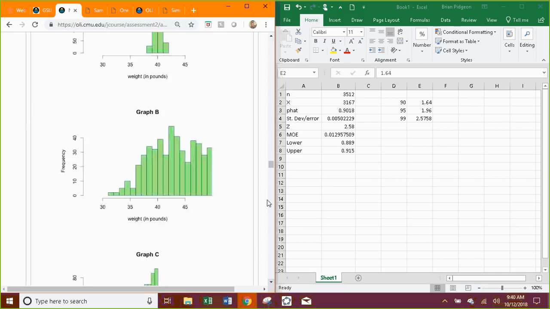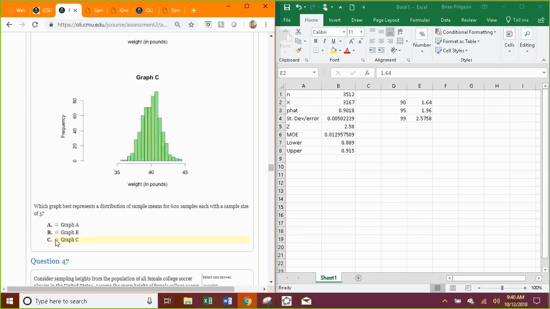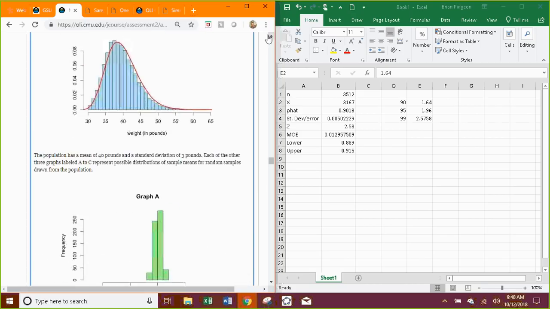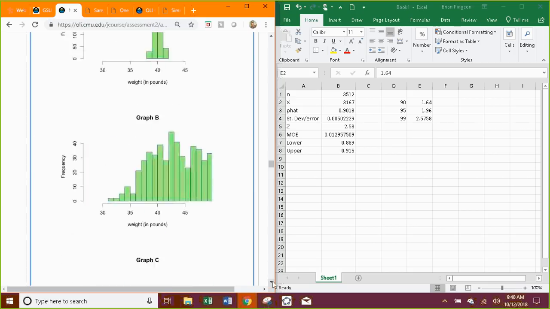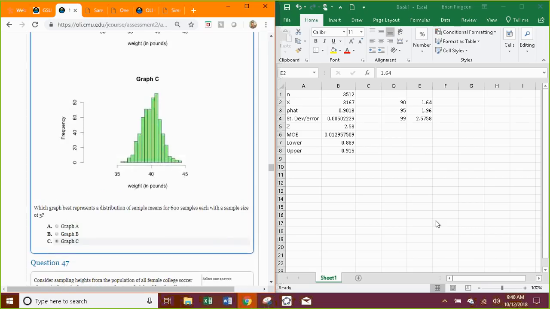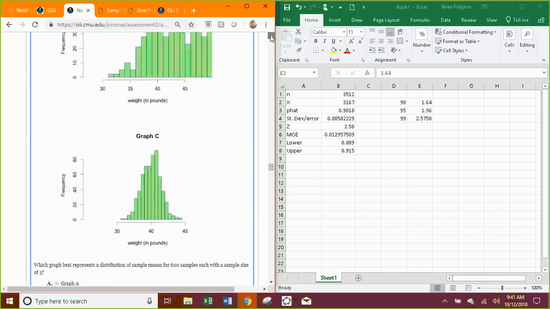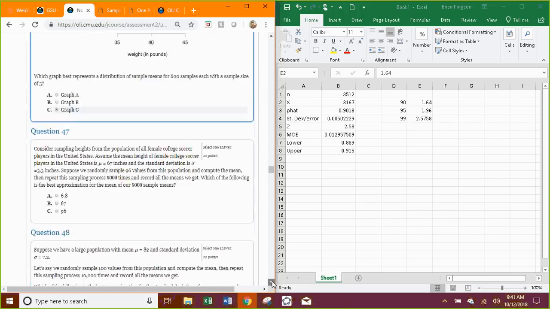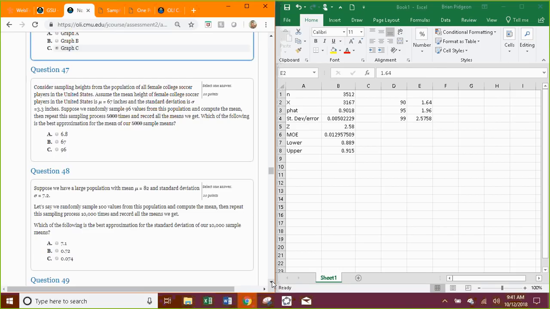Graph B, to be honest with you, doesn't even really look like the population, so I'm going to go ahead and say that it's probably going to be C. It seems weird that you would sample and then the skewness would change. Let's see. That's approximately normal. Yeah, I'm going to stick with C, because your skewness should not change based on the sample.